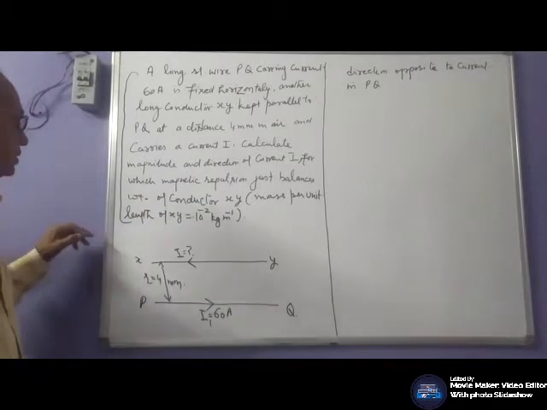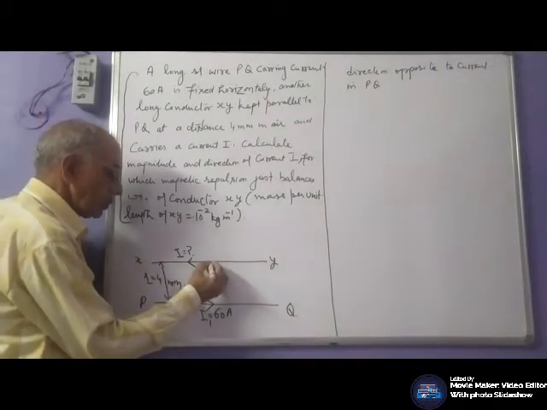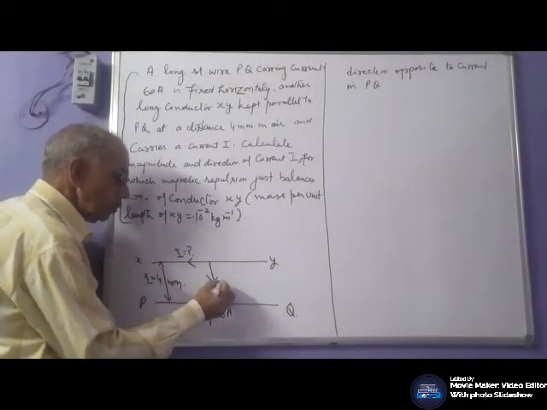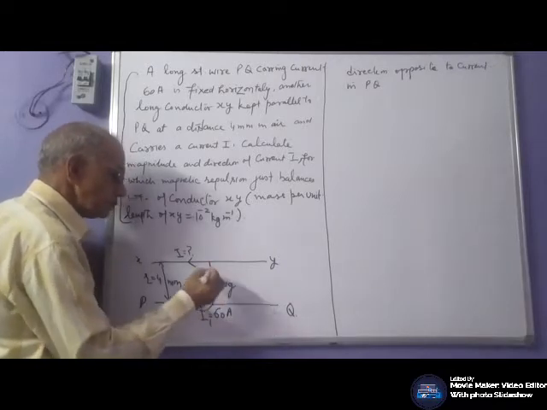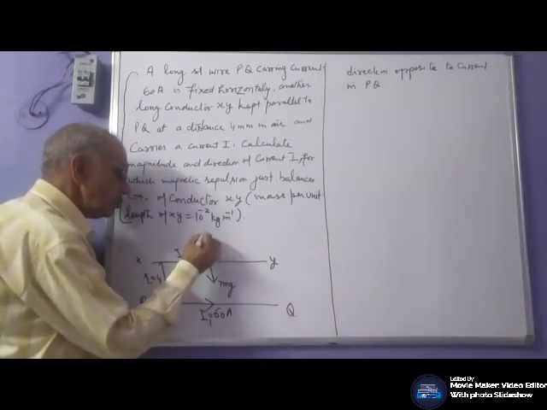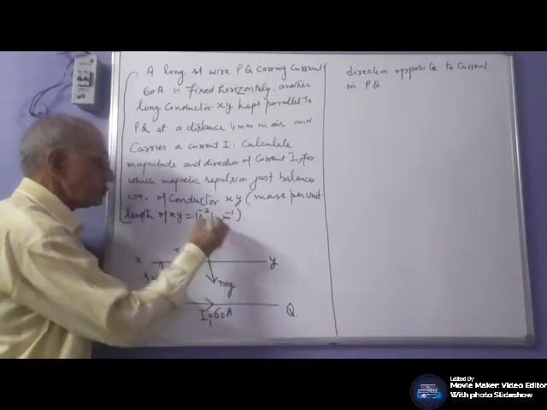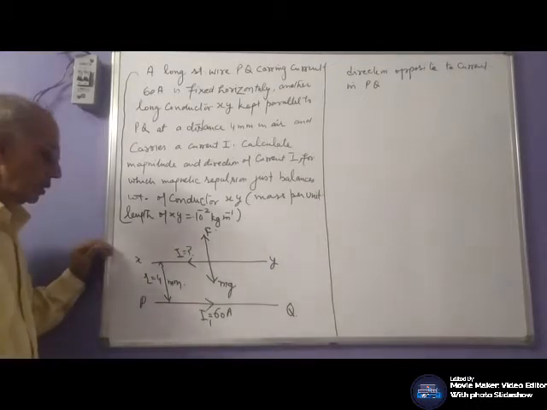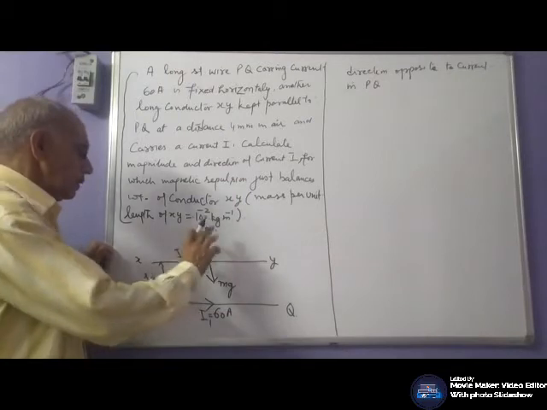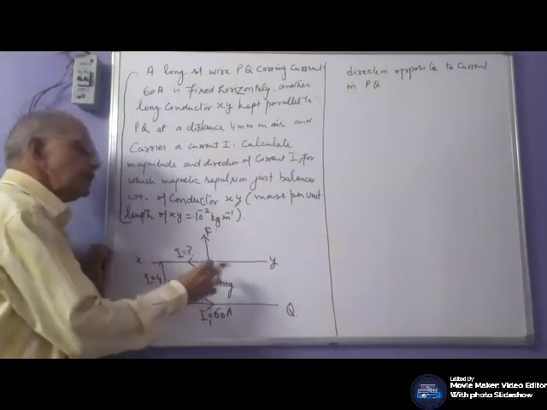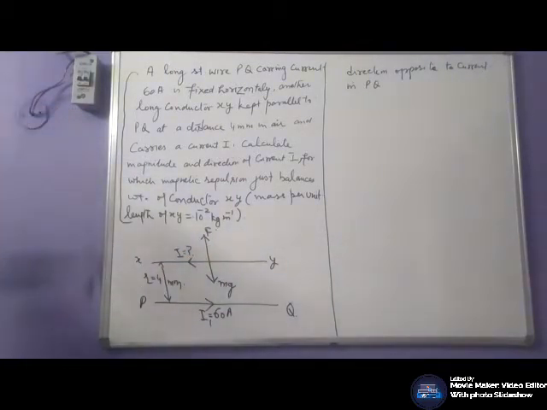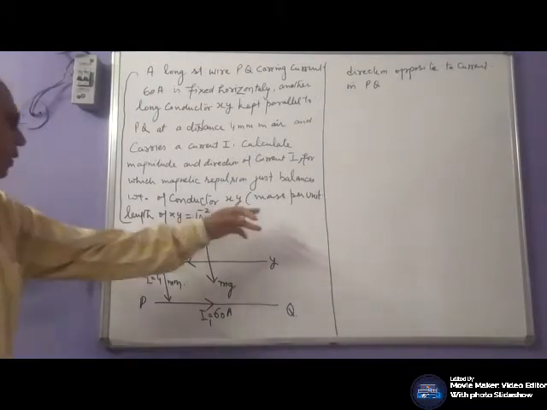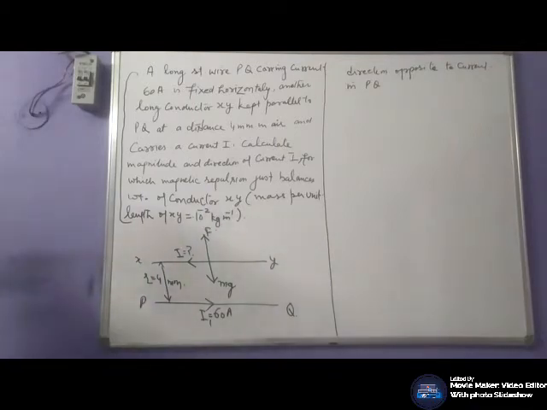For which magnetic repulsion just balances weight. Here weight will act. So the force should be repulsive force in opposite direction. When they balance, F will be equal to mg. Given mass per unit length is this.